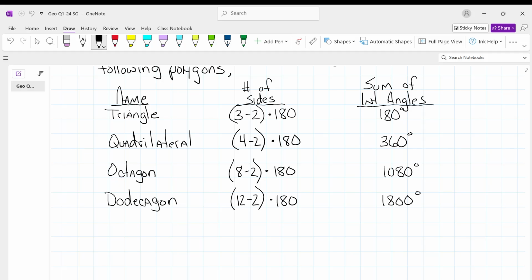Anything over 12, we use the term n-gon, meaning if you're asked to find the sum of the interior angles of a 15-gon, it's referred to as a 15-gon, meaning it has 15 sides. So you would take 15 minus 2 and multiply it by 180. So that's 13 times 180, 2,340 degrees.